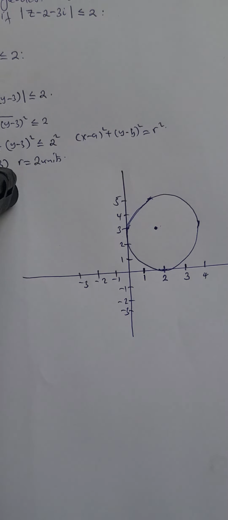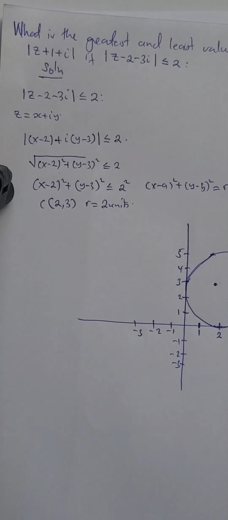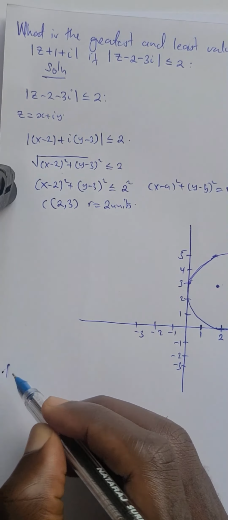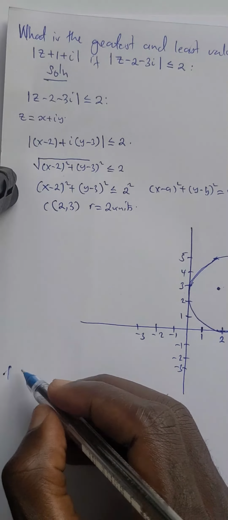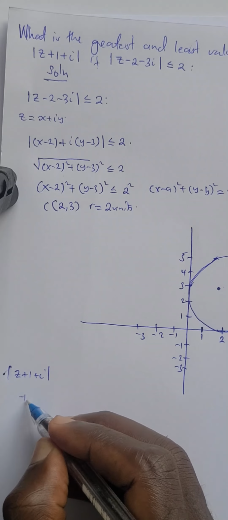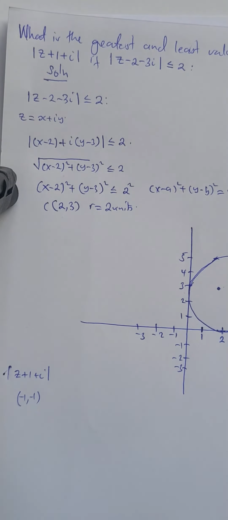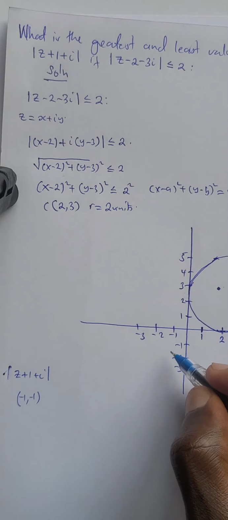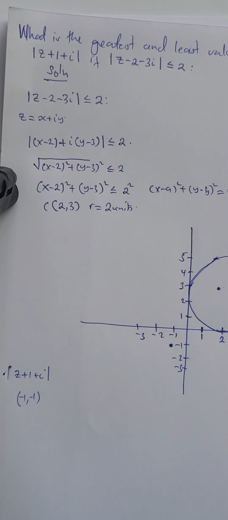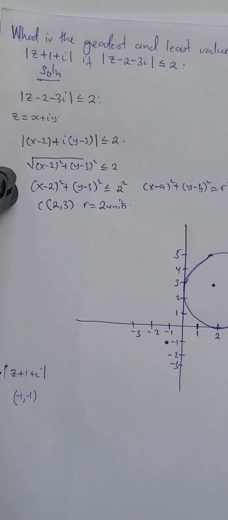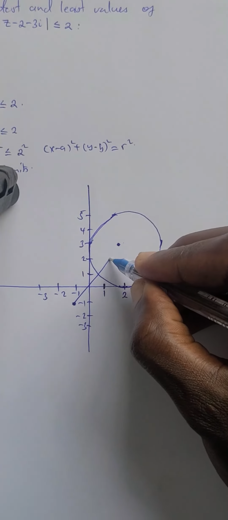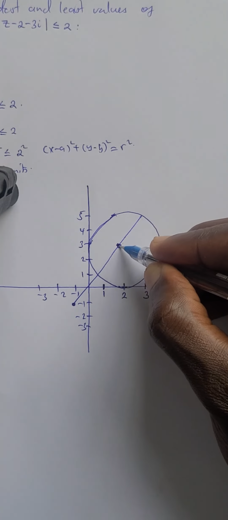Then I come and look at the other one. Now when I look at this, it's the magnitude of z, so this one is going to be at (-1, -1). That's going to be the center. Now I come and locate it, which is going to be around here. Now to get the minimum, I draw a line passing through the center and then touching the circumference, like that. So that's what I have.